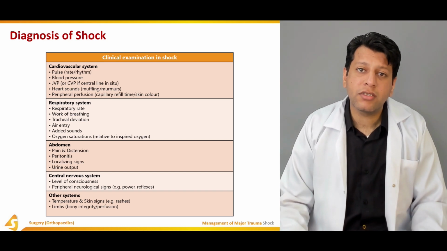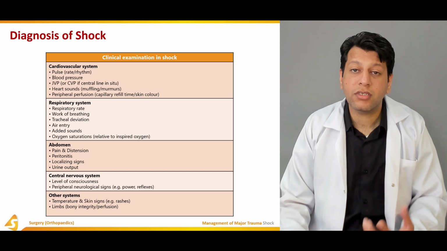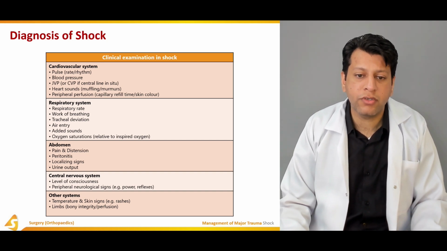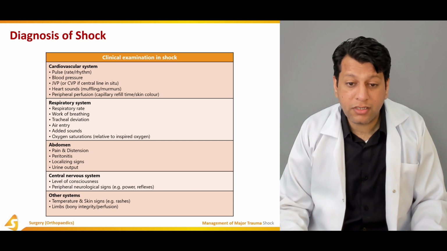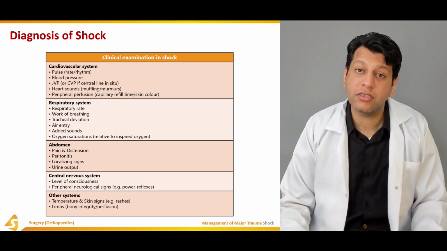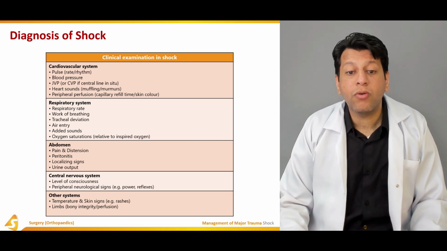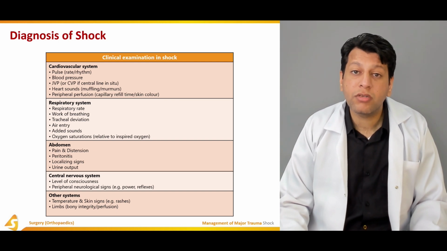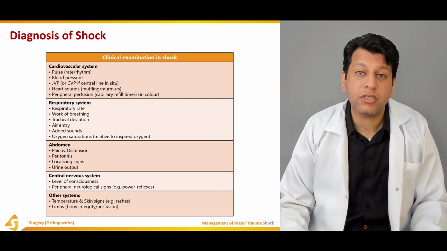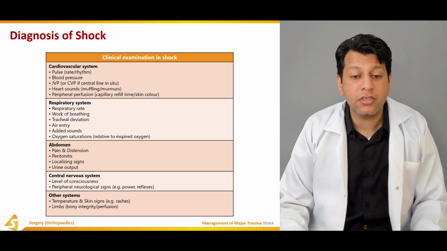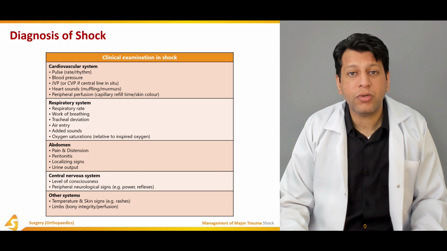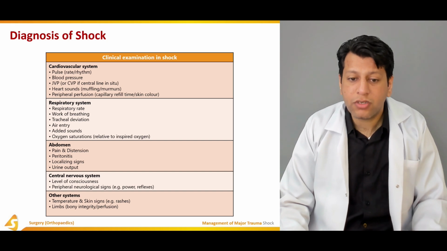But only in systemic shock, such as septic shock or anaphylactic shock, there is usually increase in the peripheral perfusion. If you look at the respiratory system, respiratory rate increases, there is associated tachypnea. There may be increased work of breathing. Tracheal deviation may be associated with obstructive shock such as tension pneumothorax. There's decreased air entry on the one side with hyperresonant percussion note.